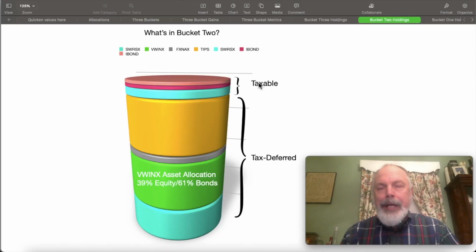Five years ago, I would have had parts of my CD ladder in bucket 2, but that's wound down and the remaining CDs are in bucket 1 and they'll mature this year and next. So there are no CDs in bucket 2. Let's look at what assets I have put there. Here's a full breakdown of what's in bucket 2.